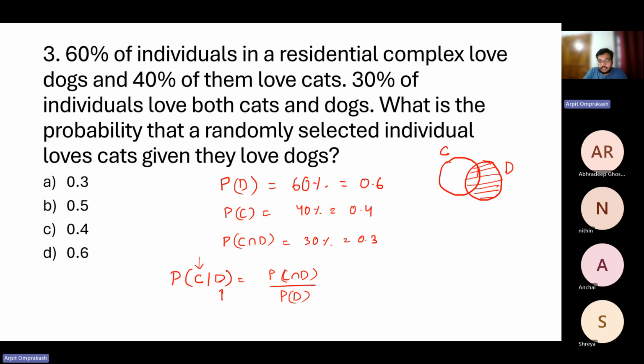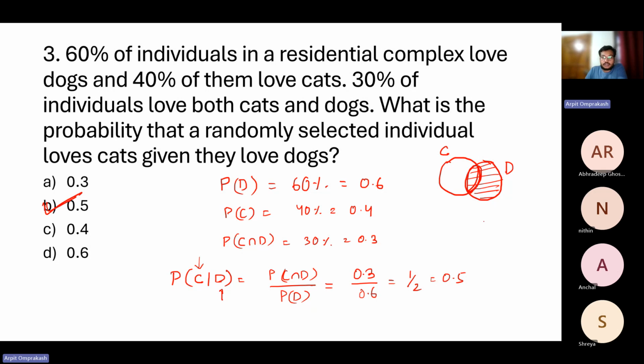So that will be basically this area divided by the whole area for D. That is what we have written here: given that the person loves dogs, the probability that they love cats is the probability of them loving both cats and dogs divided by the probability of them loving dogs. We have all the values. The probability of C and D is 0.3 and the probability of D is 0.6. That turns out to be 1 by 2 or 0.5. So the answer here is option B, 0.5.